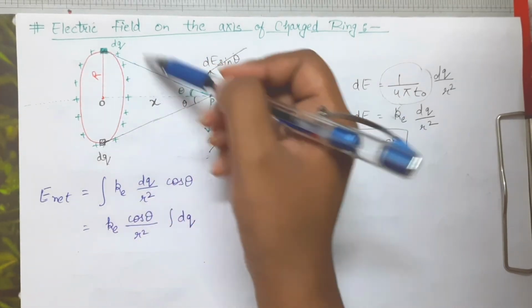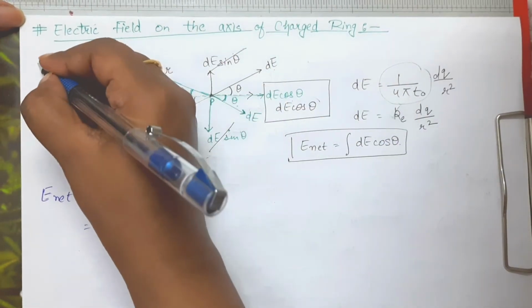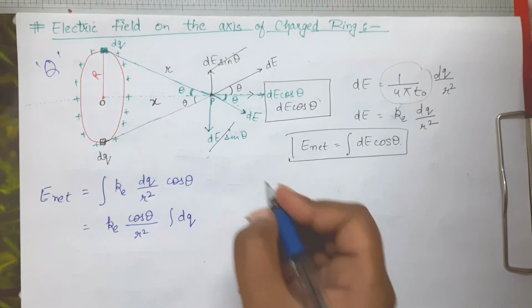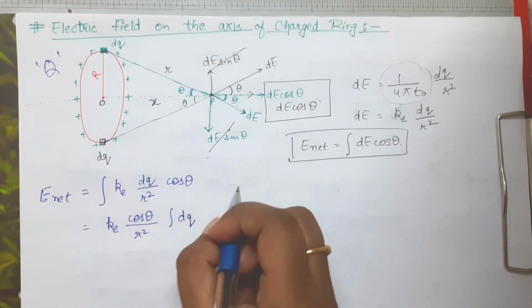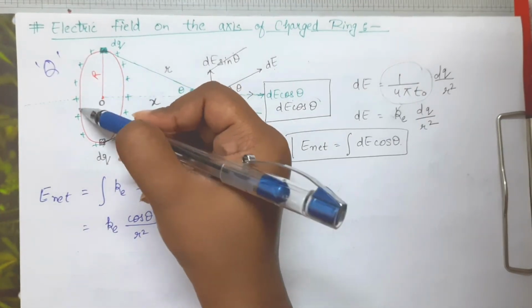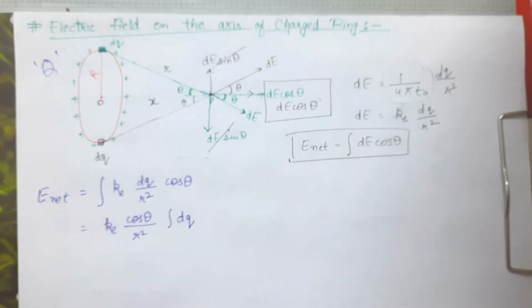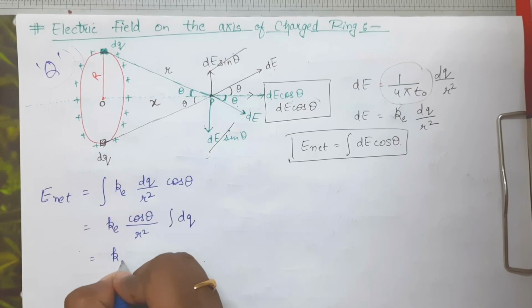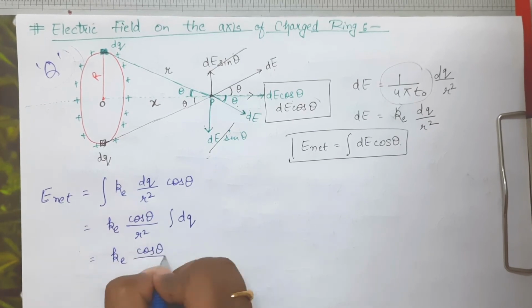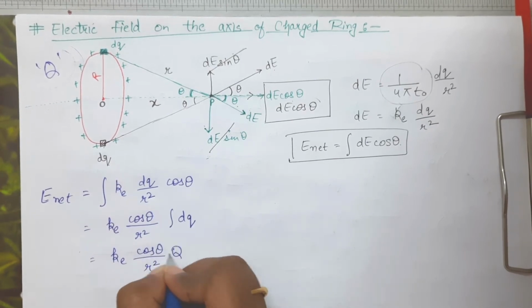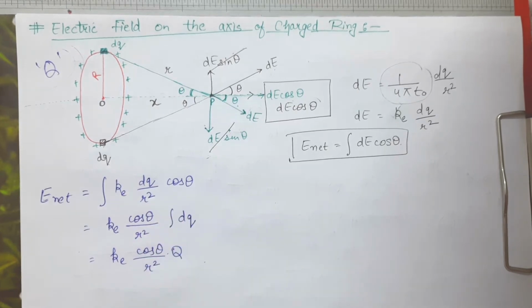Suppose there is overall charge of capital Q on this overall ring. So if we integrate this small dq, all these small dq components will eventually add up and give us the value of capital Q. So it will be KE cos theta by r square into Q. Integration of dq will be what? It will be Q, right?